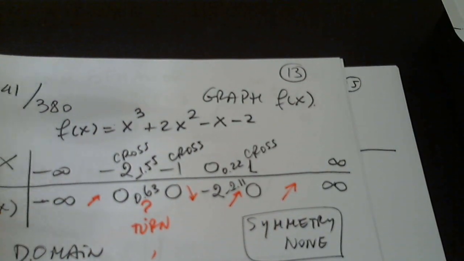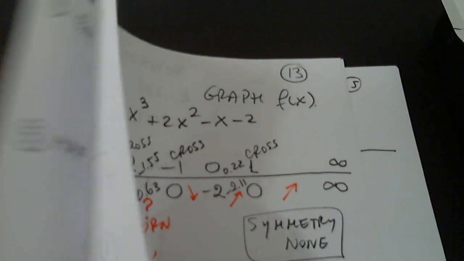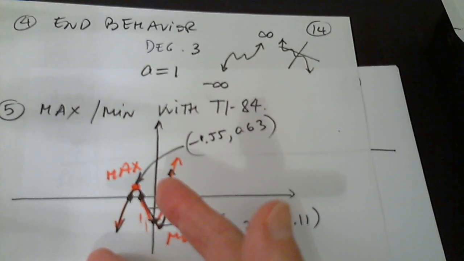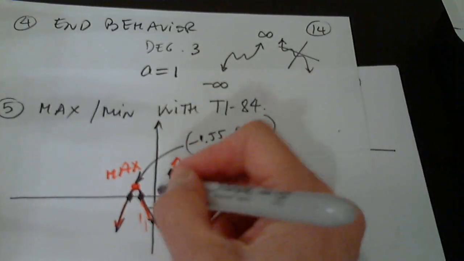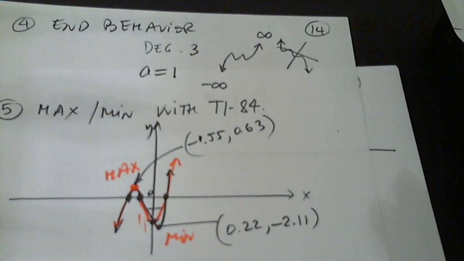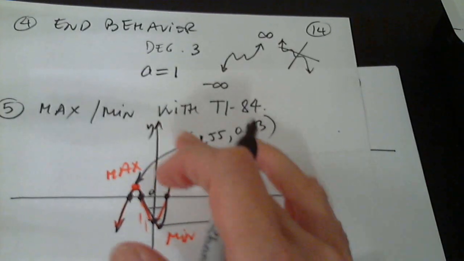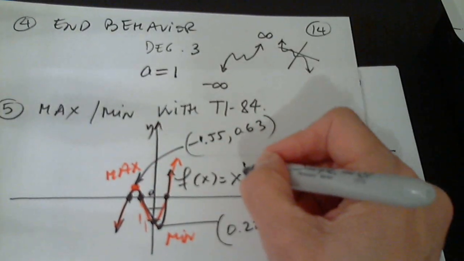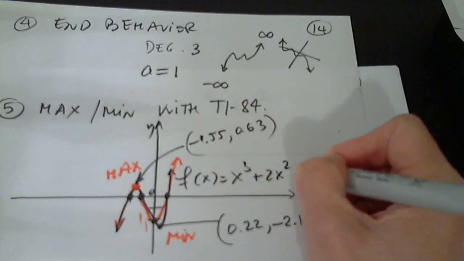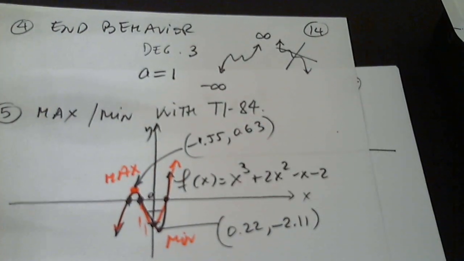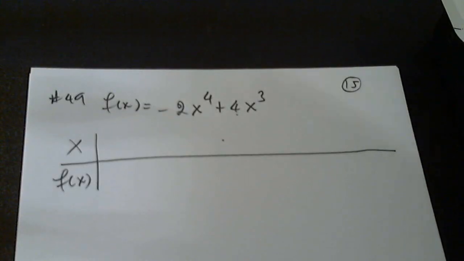It's not symmetric with respect to the y-axis. It's not symmetric with respect to the origin. So the function is not symmetric. And I forgot to mention, this has to be written on the graph somewhere. This is x cubed plus 2x squared minus x minus 2, always so we know what we graphed, like before with the quadratic and with everything else.